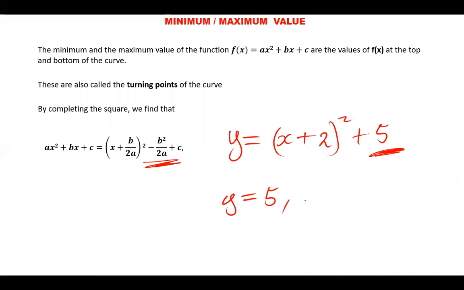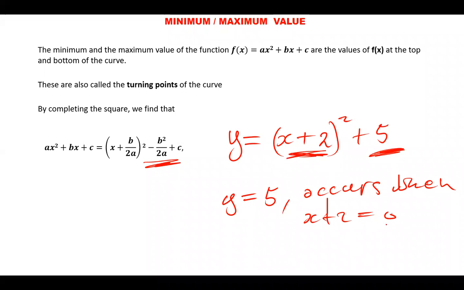And then this minimum value occurs when the value of x plus 2 is equal to 0. So I've just gotten what is inside there and I've equated it to 0. Hence we get x is equal to negative 2. So whatever is there, you just equate it to 0 and then you get this as your minimum or your maximum value. Now, how do you know whether this is a maximum or a minimum? How can you tell that?